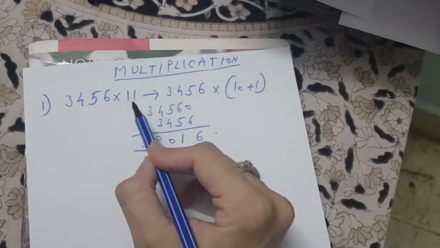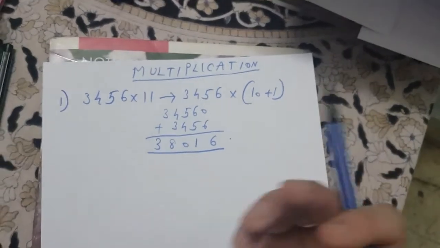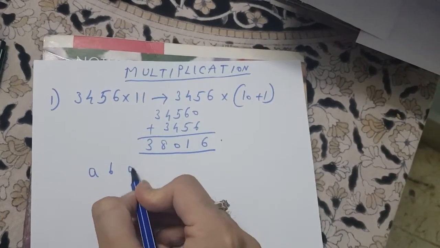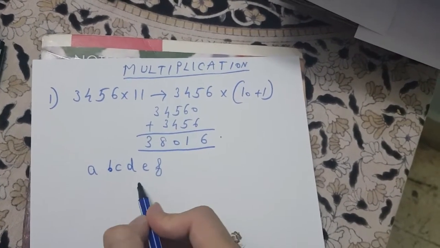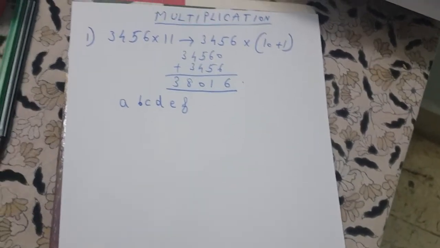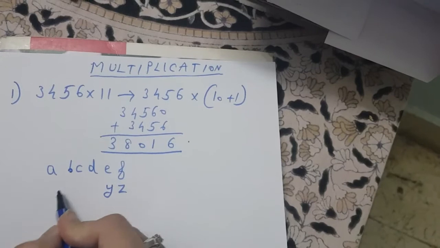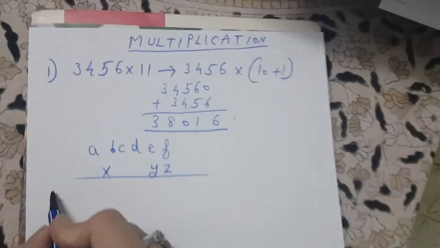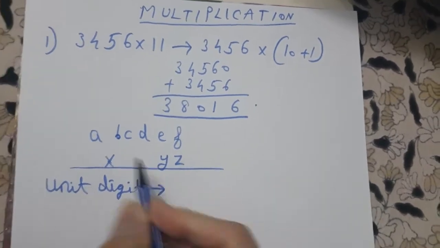Now for multiplying, if the number is not 11, suppose it is 38, or 49, or anything, for that we have one formula. Let us discuss what the formula is. Suppose we have a number ABCDEF, and we have to multiply it by YZ. In this there is one formula that you need to take care of. You have to carefully note the unit digits here. Let us see how it works.